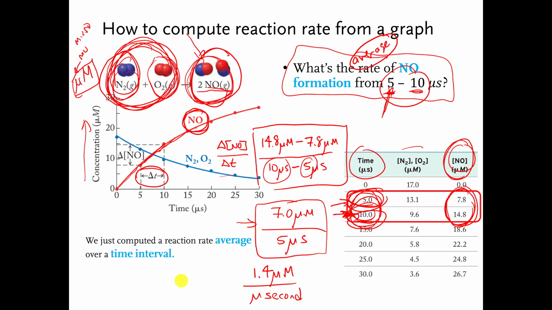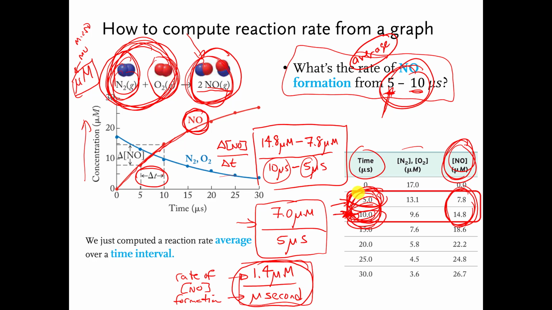Let me just write that one out. So this is our rate of NO formation between 5 and 10 microseconds. In other words, the concentration of NO is going up 1.4 micromolar for every 1 microsecond that passes by. And that's not the speed at every point in time between 5 and 10 microseconds. This is the average speed. This is the average rate.